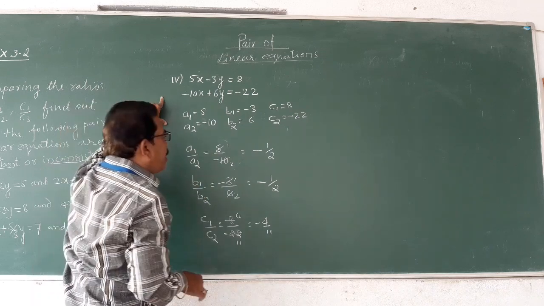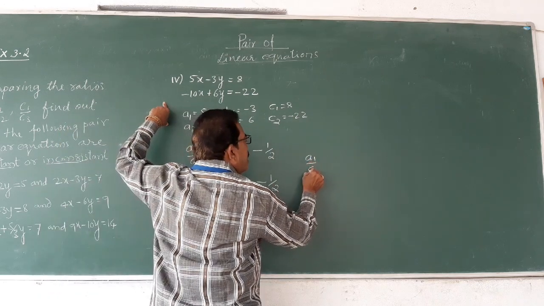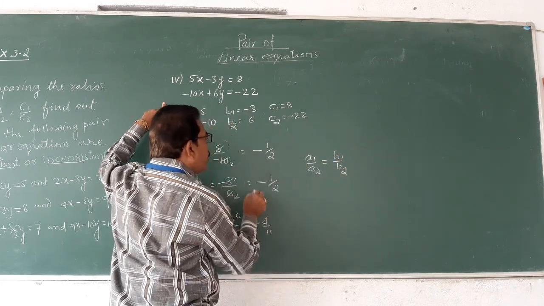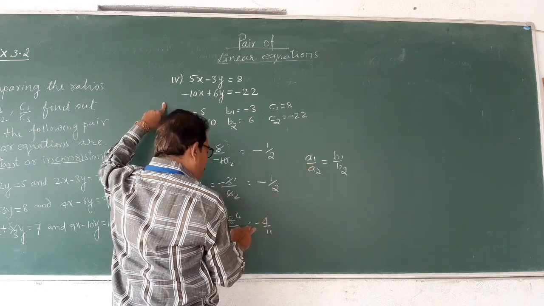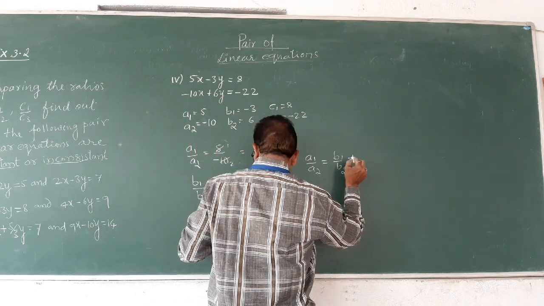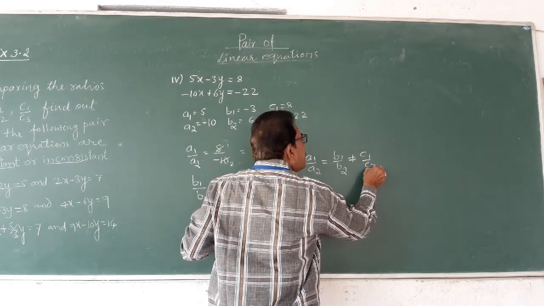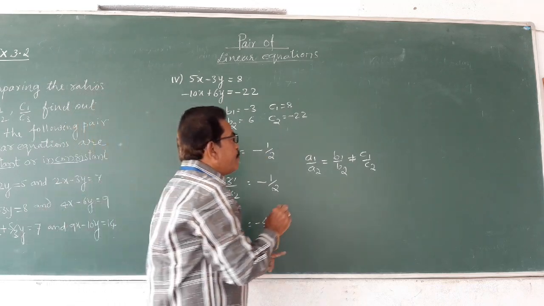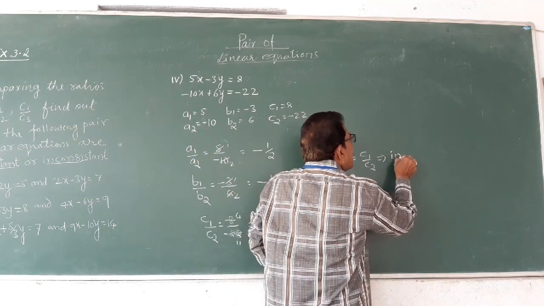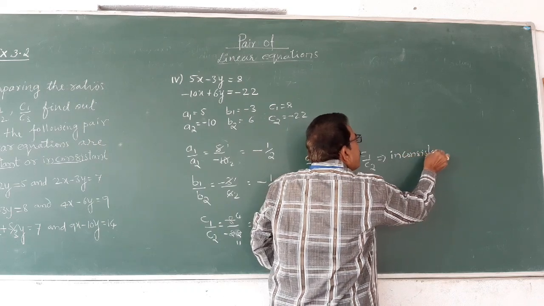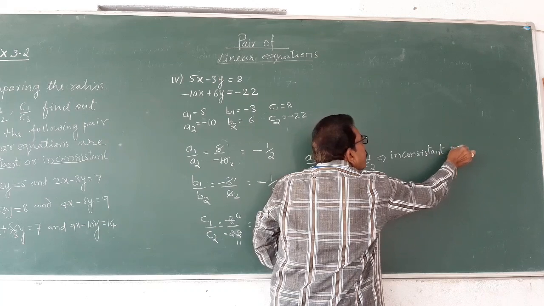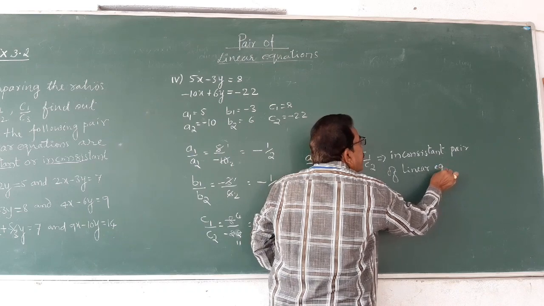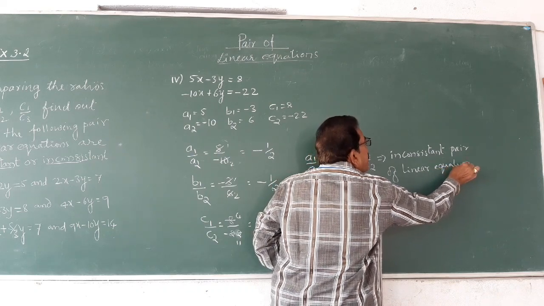See, on comparing the ratios, we have A1 by A2 equals B1 by B2. If A1 by A2 equals B1 by B2 and is not equal to C1 by C2, that means it has no solution. What that implies? It implies inconsistent pair of linear equations.